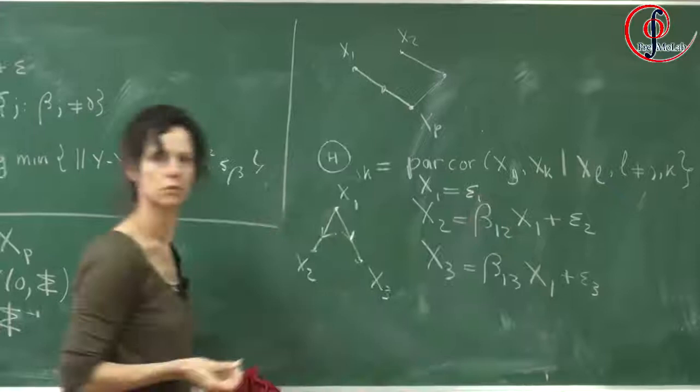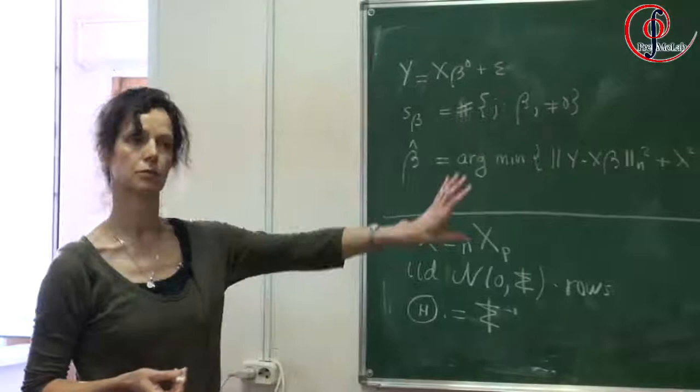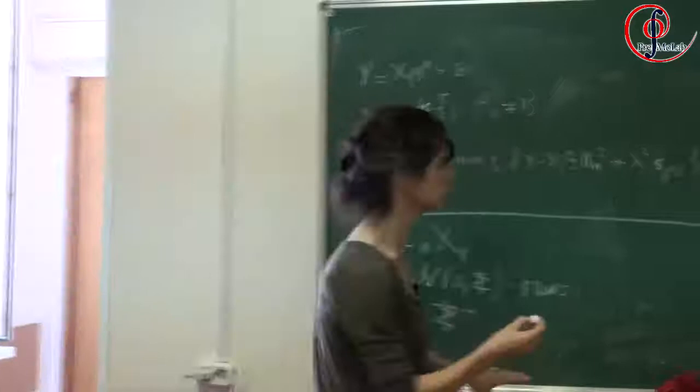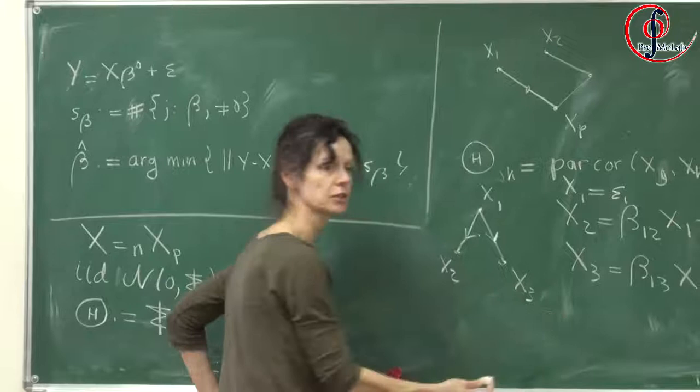So that's a way to model it. This is called the structural equations model. And you can write this model down very simply if you know where the arrows are. So if you know this structure, you can write down the model, and then you can start estimating the coefficients. It's just some regression type of model.